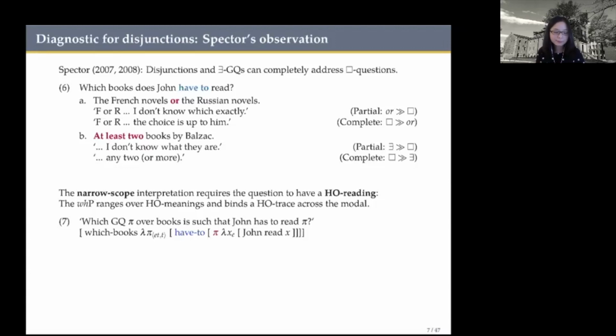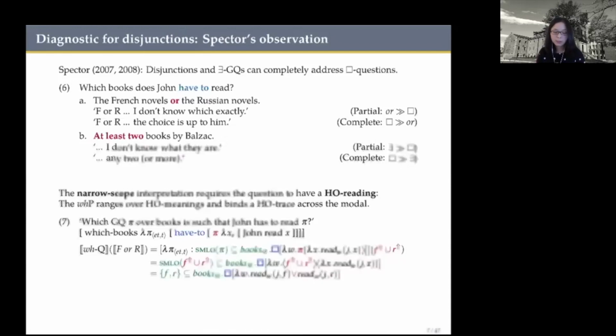Spector says that to derive this reading, the wh-phrase ranges over higher order meanings and binds a higher order trace pi across the modal. Composing this logical form returns a higher order function that is defined for the set of generalized quantifiers that range over subsets of books. Applying this higher order function to the Boolean disjunction F or R returns the narrow scope disjunctive inference that it has to be the case that John reads F or R, defined only if both F and R are books. And that's exactly what we want.